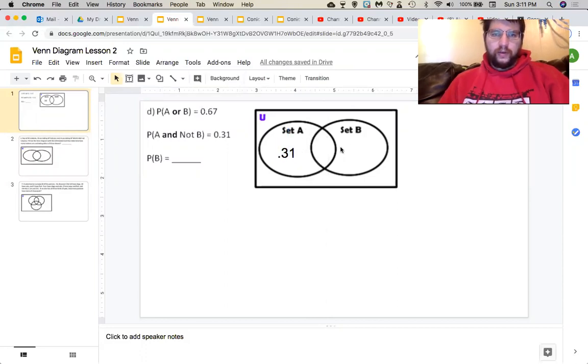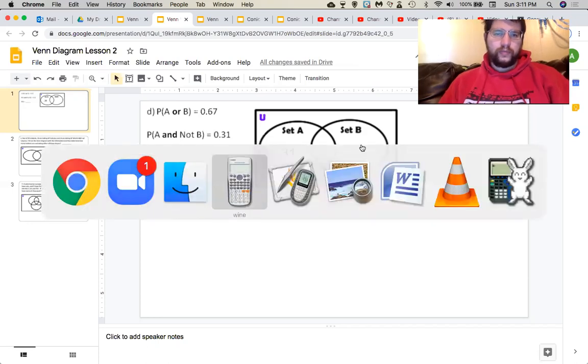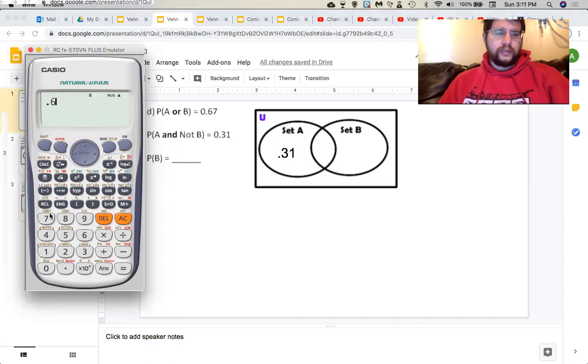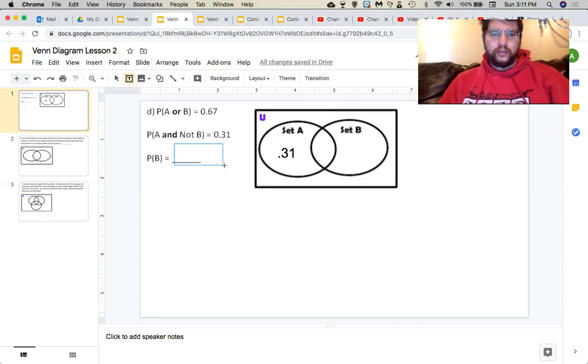So we know all of A and all of B together, if we add this and this right here, together it's 0.67. So if I take that 0.67 and subtract out this section here, then that's going to leave me with just B. So that's exactly what I'm going to do. 0.67 minus 0.31. That gives me 0.36. That means probability of B is 0.36.